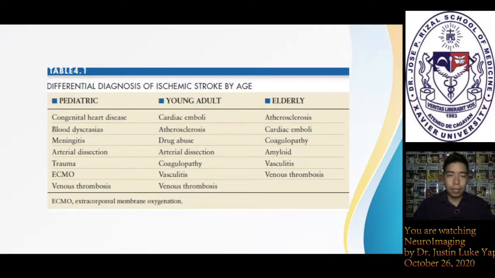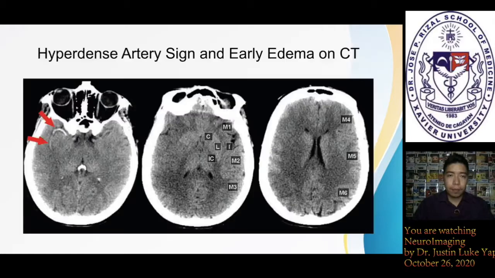I've shown this table before. These are the differential diagnoses per age group of ischemic stroke. Now, here are some features in the hyperacute or acute stage of infarction. This one involves the MCA territory, so we can appreciate the hyperdense artery sign.